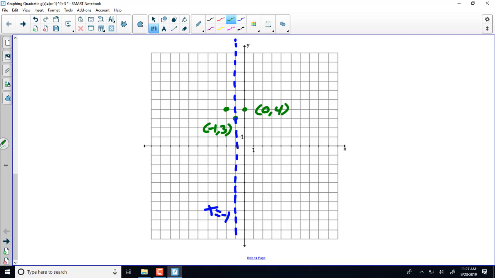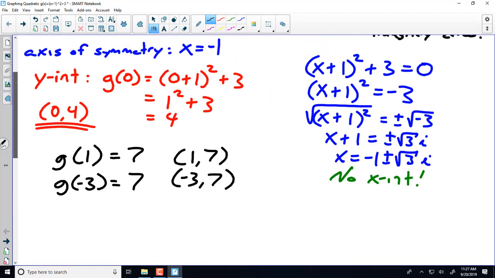I also found a couple extra points to help me graph this one. I found the ordered pair at (1, 7), and the one at (-3, 7). So this will help me draw a pretty neat graph here. So a little cup there, nice and smooth, nice and smooth. And we get our parabola. Okay, so we were able to draw this parabola here using this information up here.